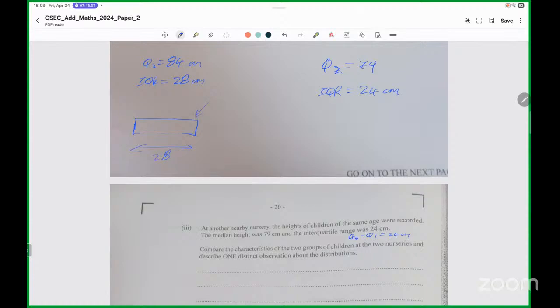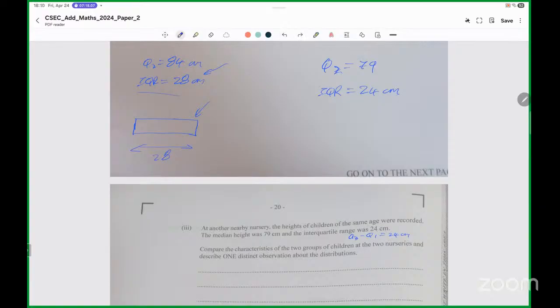All right. So I would say for the first one, the values are more widely spread from the median because the interquartile range is 28 compared to 24. So I would say this one, the values are more widely spread, right? Because of the wider interquartile range. Q3 minus Q1 is more widely spread, right? And the median of this one is 84.